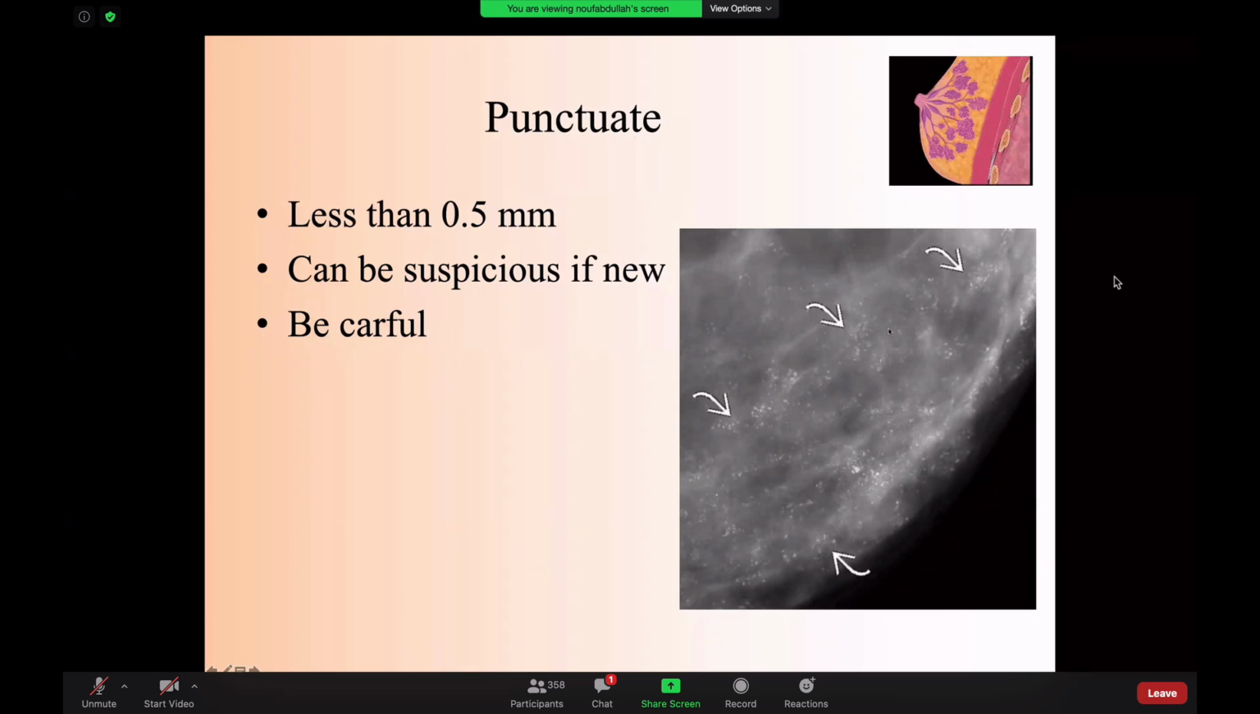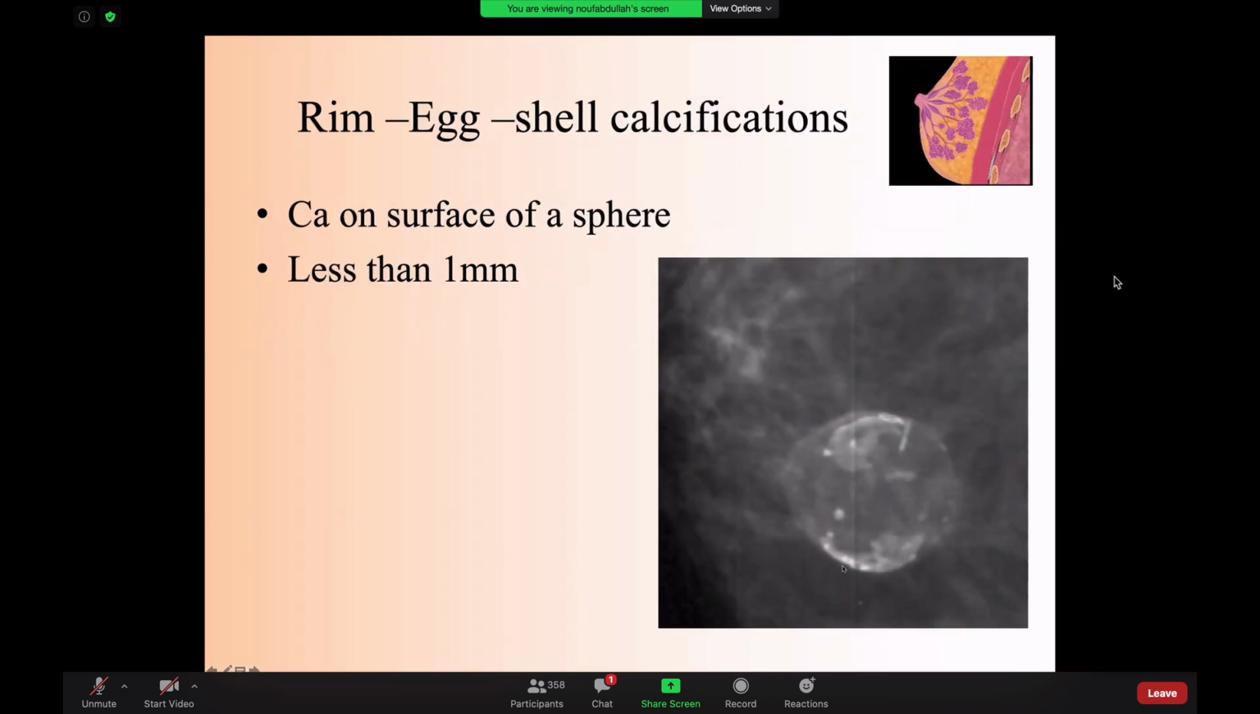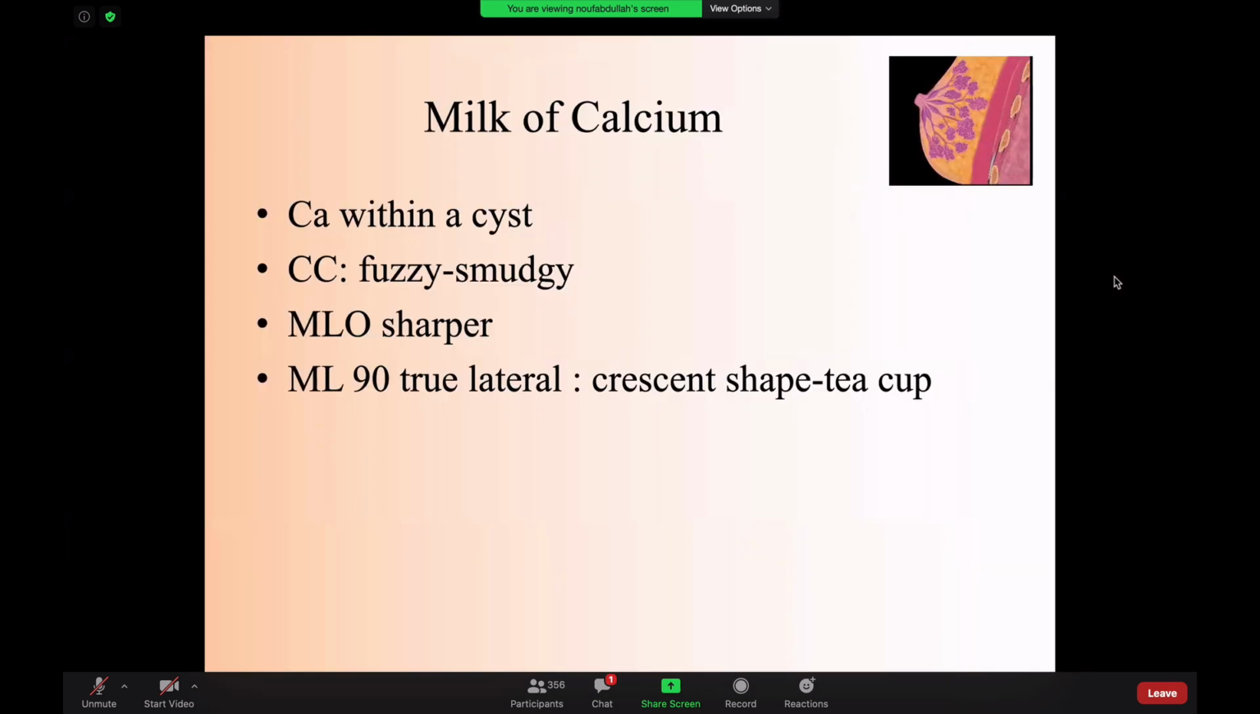You would check the distribution. If the distribution of these microcalcifications is diffuse, most likely I'm dealing with benign. If the microcalcifications are grouped, linear, or segmental, it is usually suspicious. Lucent center, they're usually benign, BI-RADS 2. I'm not worried about it. Eggshell calcification, they're usually benign, usually dealing with fat necrosis, BI-RADS 2.